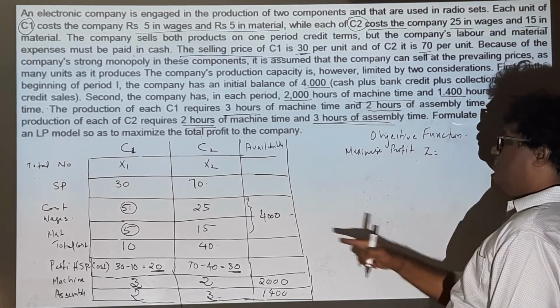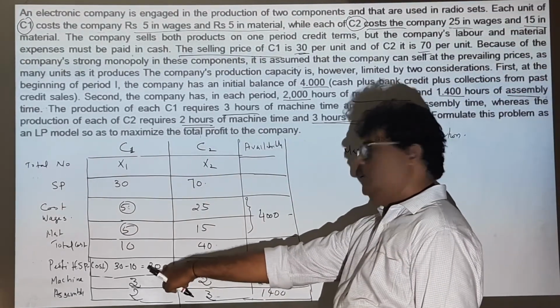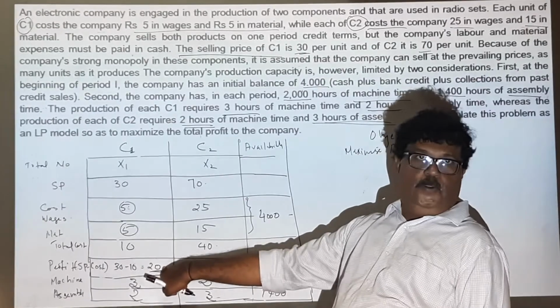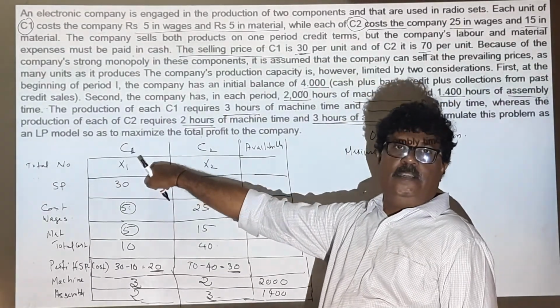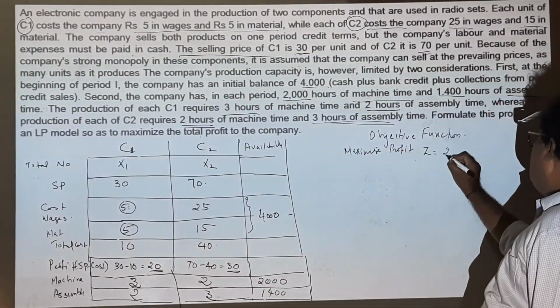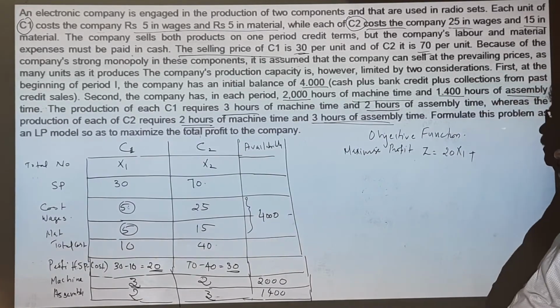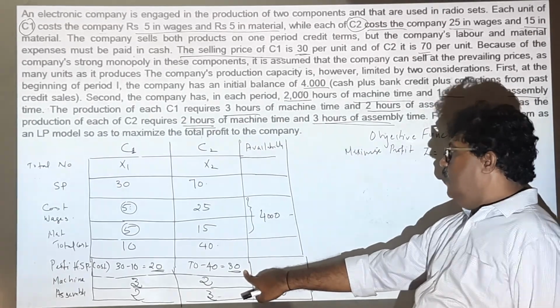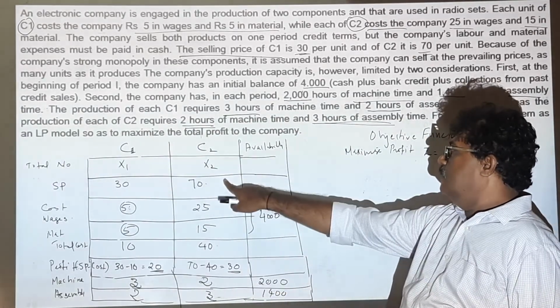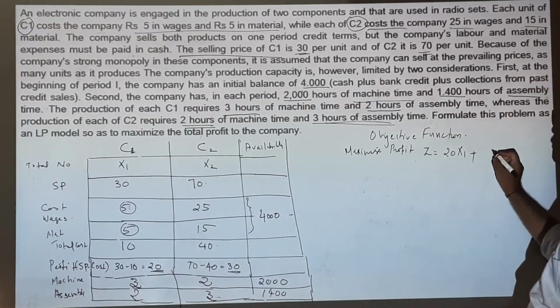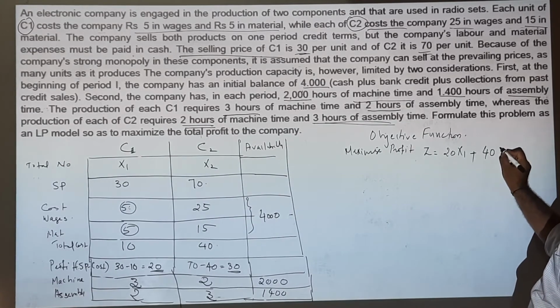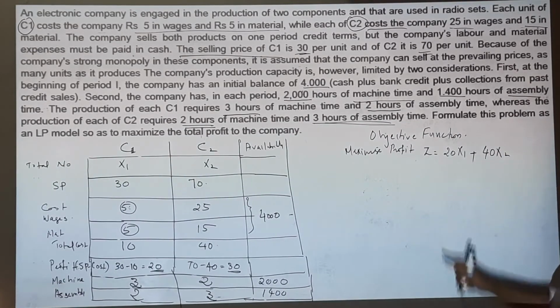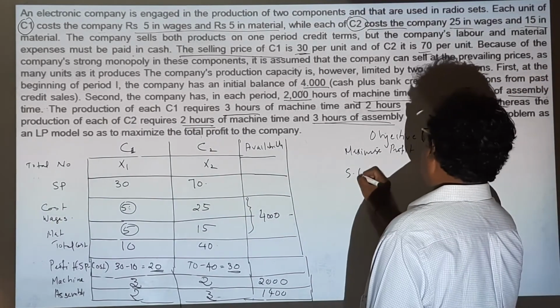Z is equal to, what is the profit? Here 20 per unit. Total units is x1. So it will be 20 into x1. Here what is the profit? 30. Profit is 30 into x1 and x2, total number of units is x2. So 40 per unit multiplied by x2. So this you need to maximize, subject to the constraints.